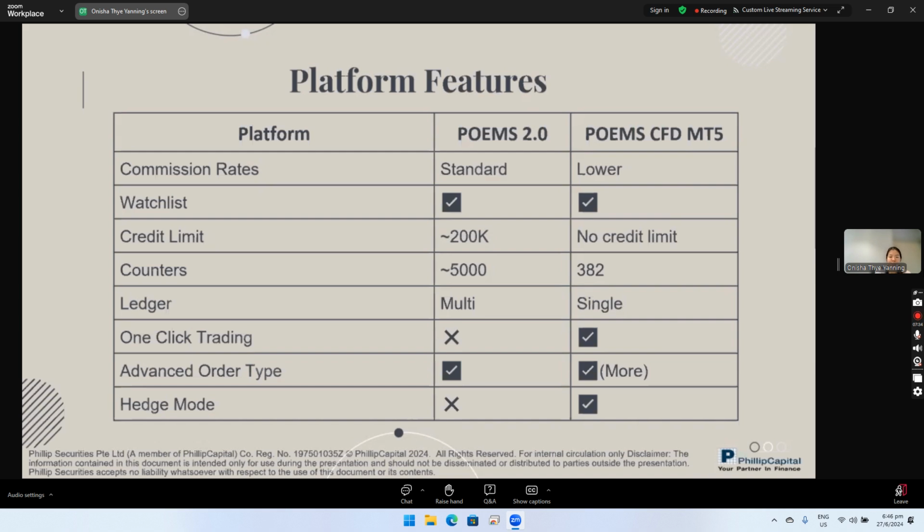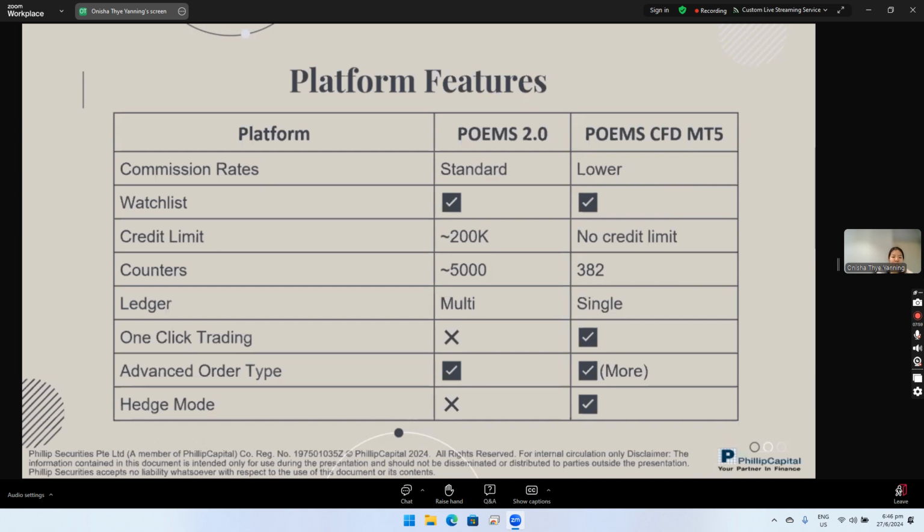So let's say, for example, in MT5, your margin is in USD. We only hold the Sing dollar equivalent of the USD needed for you to maintain your position. For the P&L, everything will be converted from the other foreign currency into SGD. So technically, everything that you see in MT5 is Sing dollar.